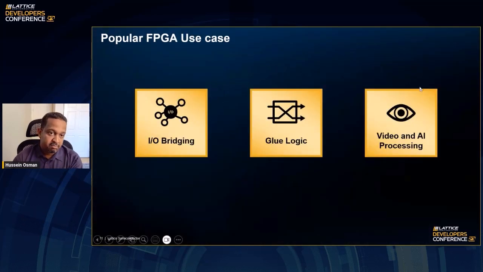So I touched a little bit on this, but to just summarize, these are the three areas that are the most popular use cases for FPGAs. IO bridging, just different standards that need to be connected; glue logic, having to create some custom logic that interfaces to subsystems, for example; and high performance processing, such as video and audio processing and AI.